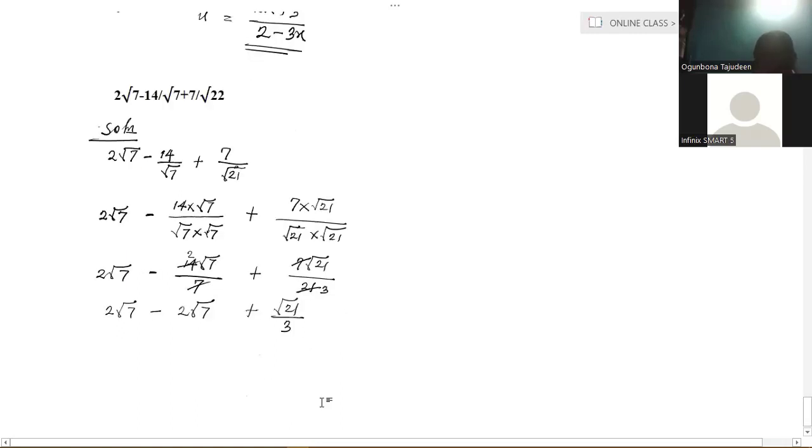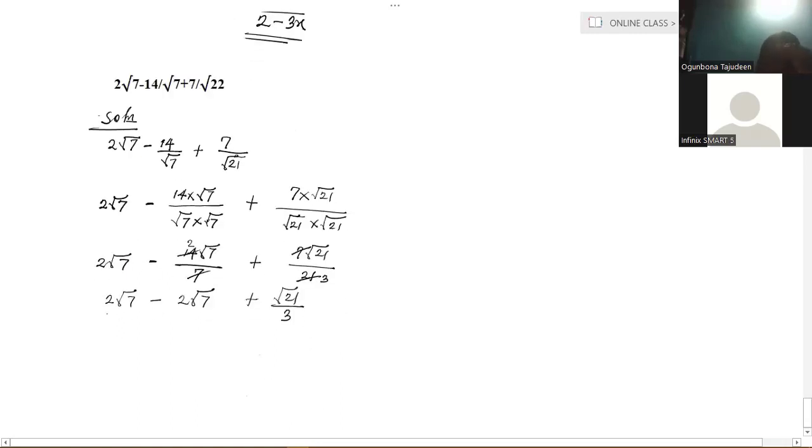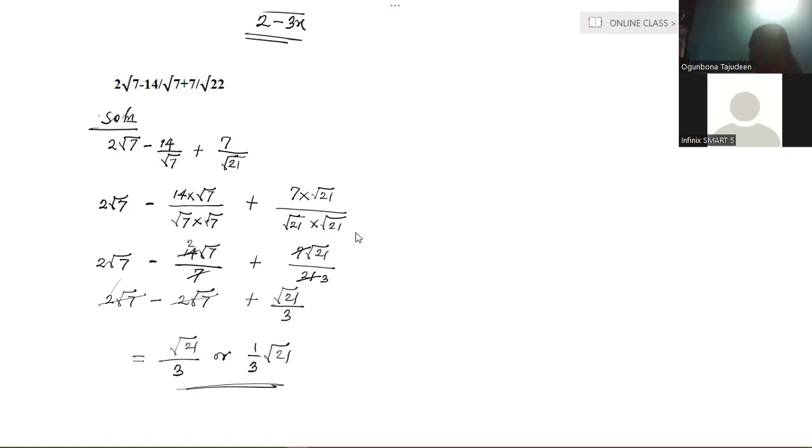And you can easily see that this one will cancel this one. And the final answer here is root 21 over 3, or you keep it as 1 over 3 root 21. Is it clear? Yes, sir.